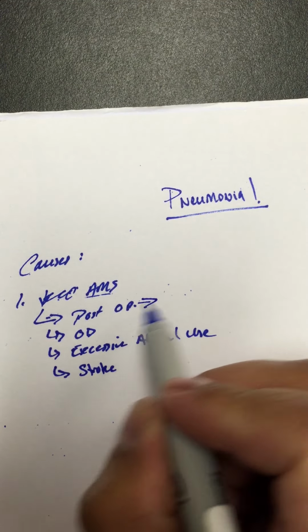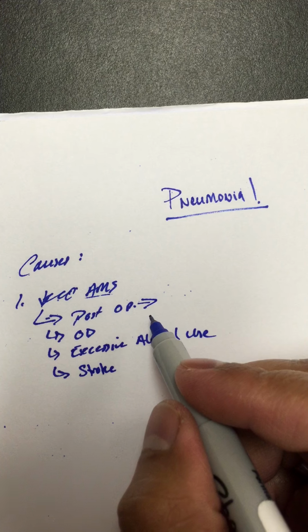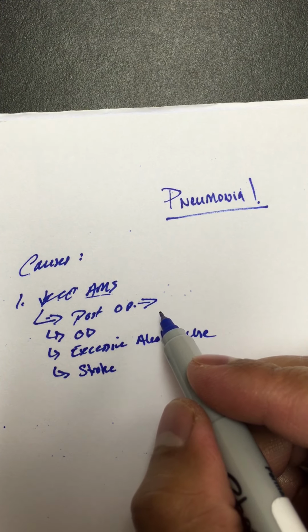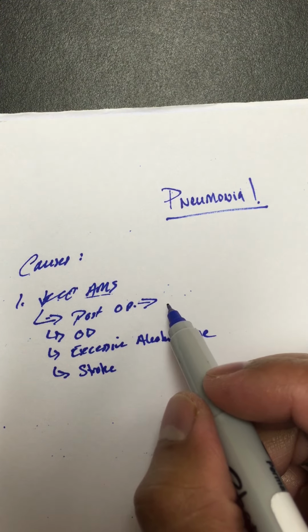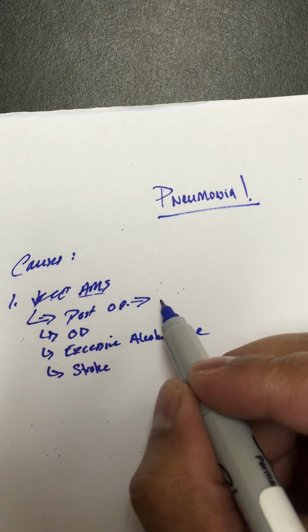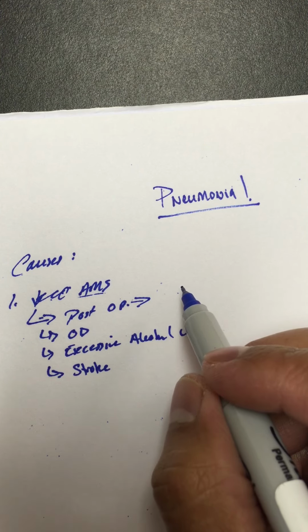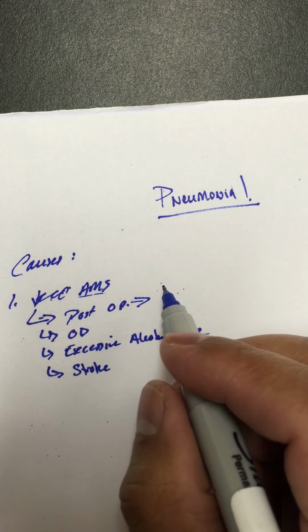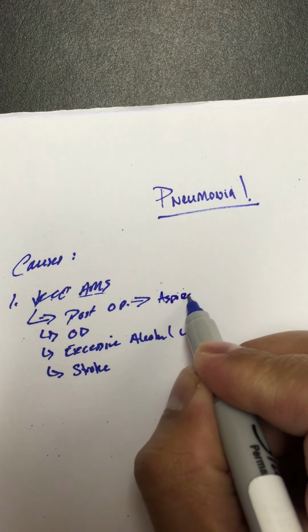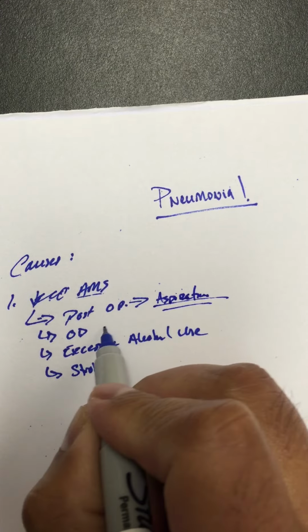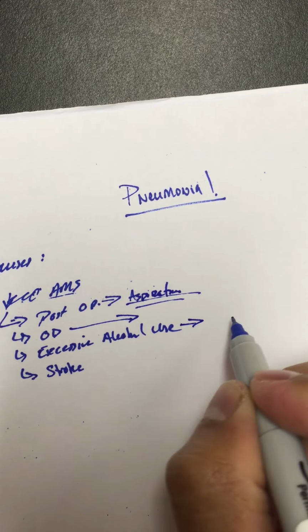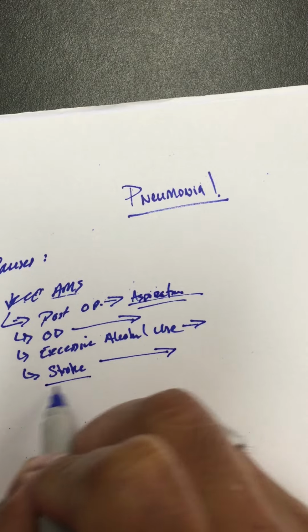For example, a post-op patient that had some type of sedation, the instruments that were put in, if they were intubated, if they had some type of surgery, the medication that was used is going to suppress the respiratory system. It's going to inhibit them or prevent them from coughing. It's going to prevent them from taking a deep breath in. Again, if they are confused, with altered mental status, they have a high likelihood of aspirating. So aspiration is always a problem, as it is with OD, excessive alcohol use, or stroke.